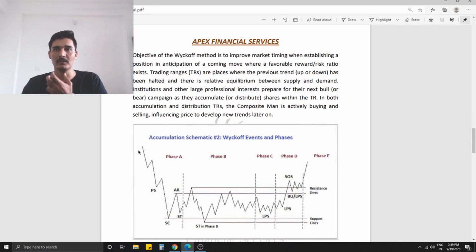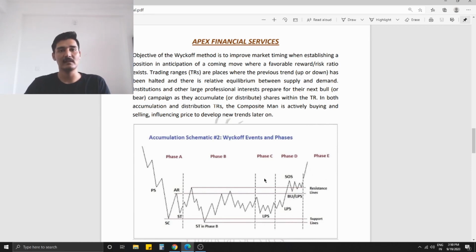Now, when we talk about accumulation schematics, we have five phases, as I said: phase A, B, C, D, and E. In simple words, what's happening here is that phase A is the transition from lower low, lower high formation, downwards. At the very end, you have decreasing volume, failure to make lower lows, and it starts accumulating in a range. Within phase B, there is a failure to break the previous swing low, and a failure to break the previous swing high of the automatic rally.